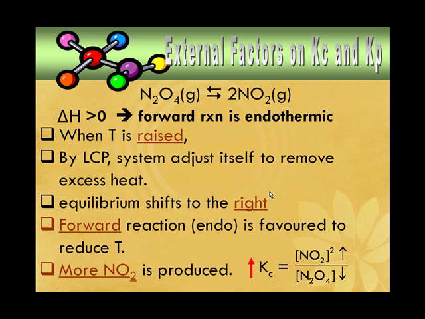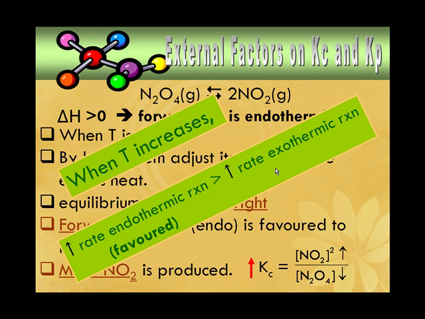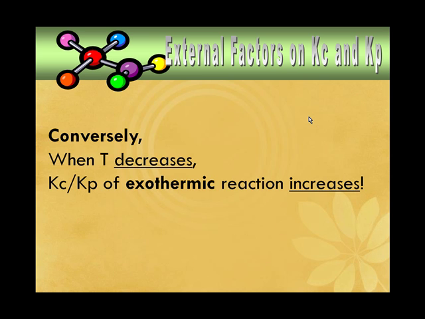Now here it is. If you are going to increase the temperature of the reaction, both the rate of the endothermic and exothermic reactions are going to increase, but the rate of increase of the endothermic reaction is going to be greater than the rate of the exothermic reaction. This means that the endothermic reaction is being favored when we increase the temperature.